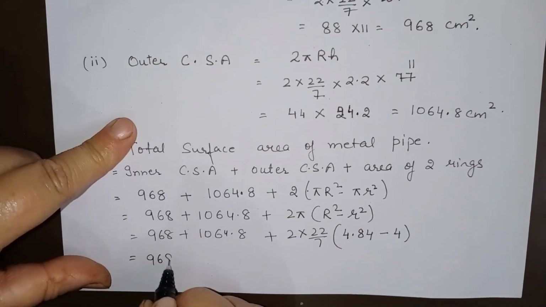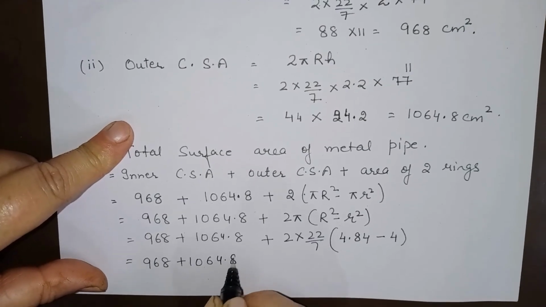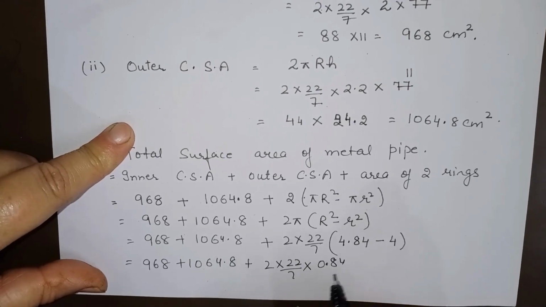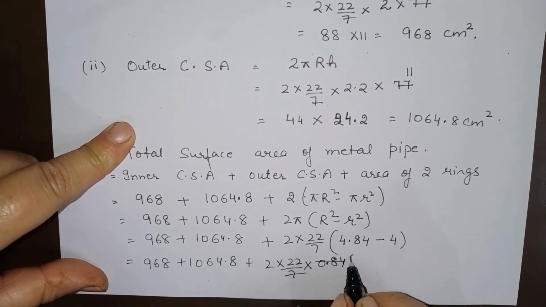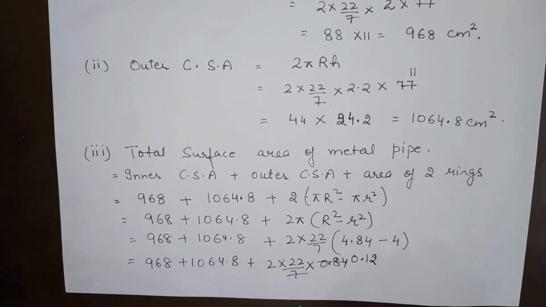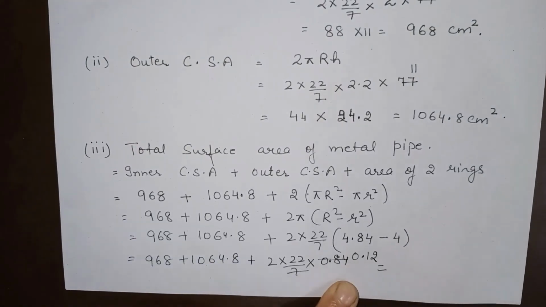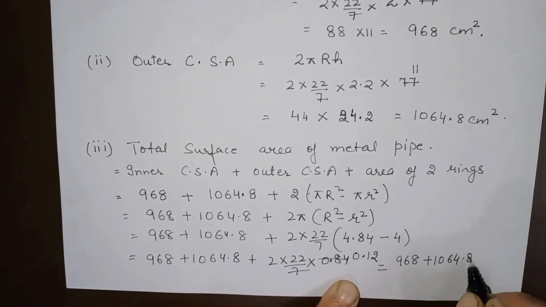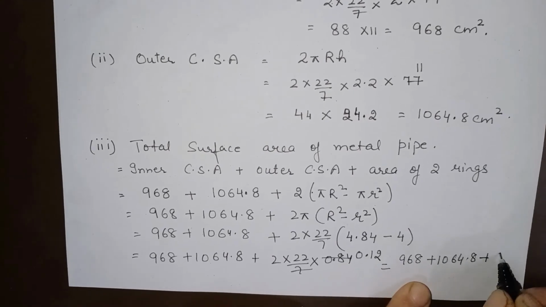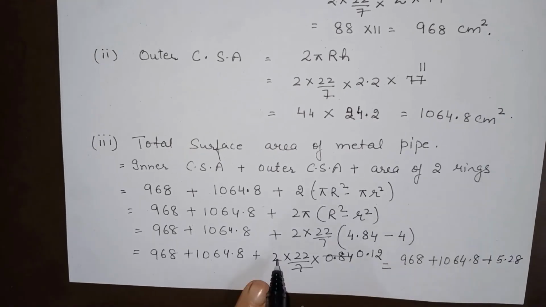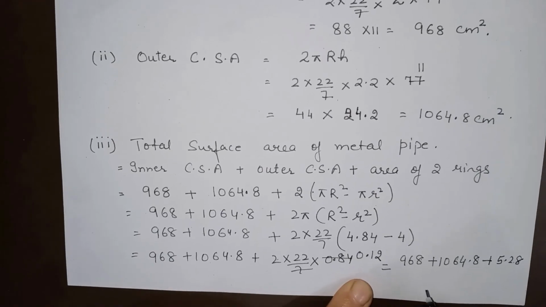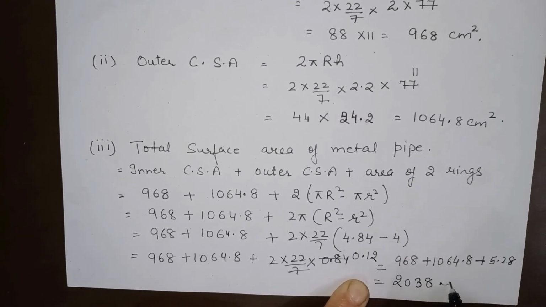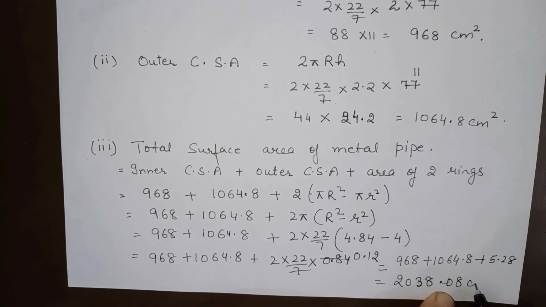Now 968 plus 1064.8 plus 2 into 22 by 7 into 0.84. This is 0.12, 12 sevens are 84, and finally the answer will be 968 plus 1064.8 plus 5.28. When these are multiplied, we will get 5.28 and your final answer will be 2038.08 centimeter square.